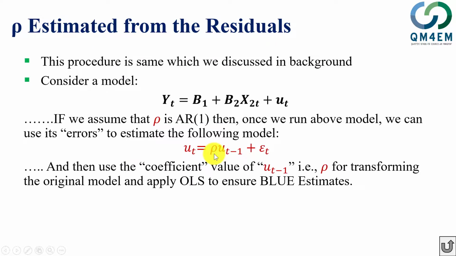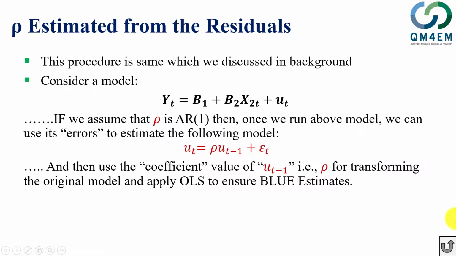That would be the approximation for the rho value, and then you can use this rho value for transforming your original data and then applying OLS, which ensures the BLUE estimator. So this procedure may also work.